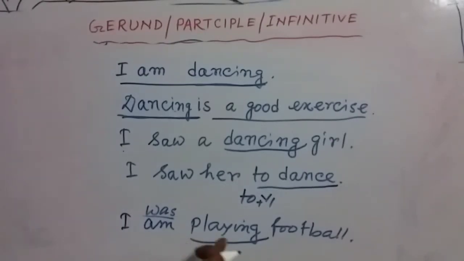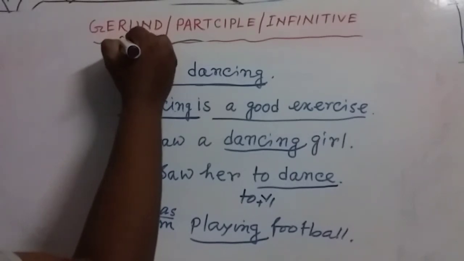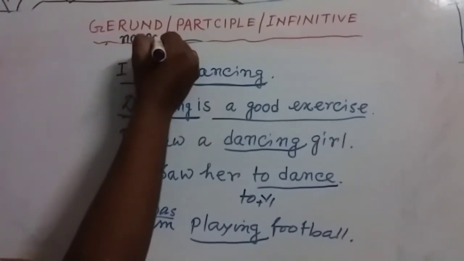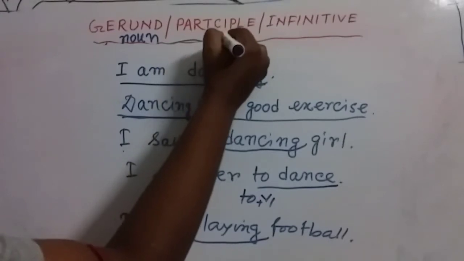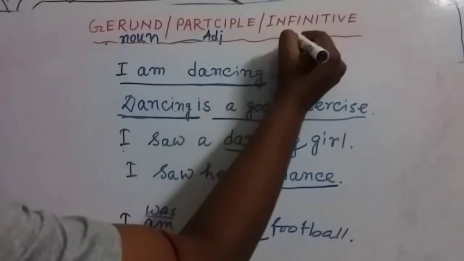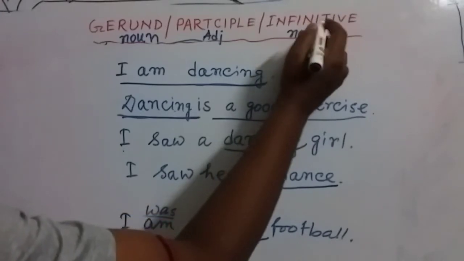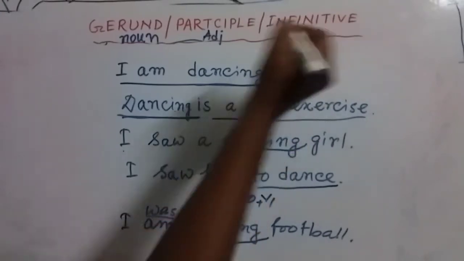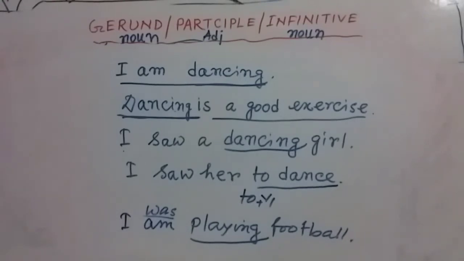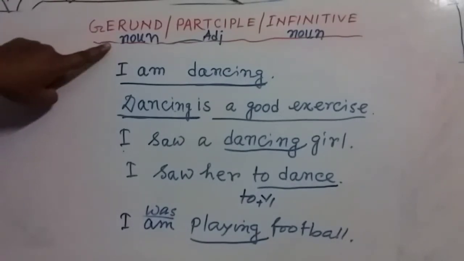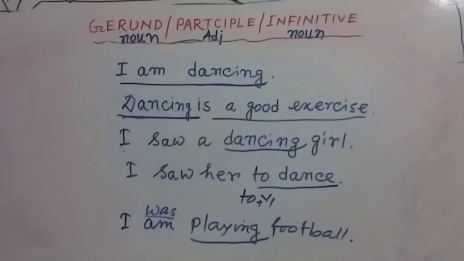Again, this form is used in gerund whenever it is noun. Whenever it is adjective, it is participle. And whenever it is noun, it is called infinitive. Now, my dear friends, you know, noun means the naming word. Always it refers to a name of anything. Maybe name of a person, maybe name of an activity, maybe name of an idea, whatever it may be. If it is a name, then it is a noun.